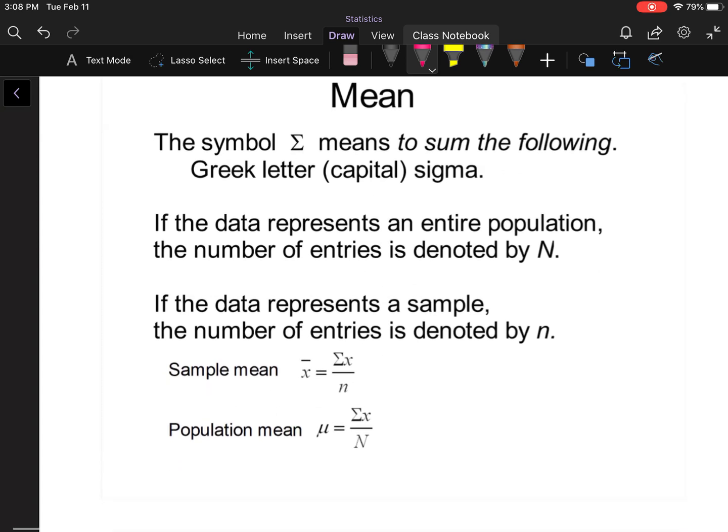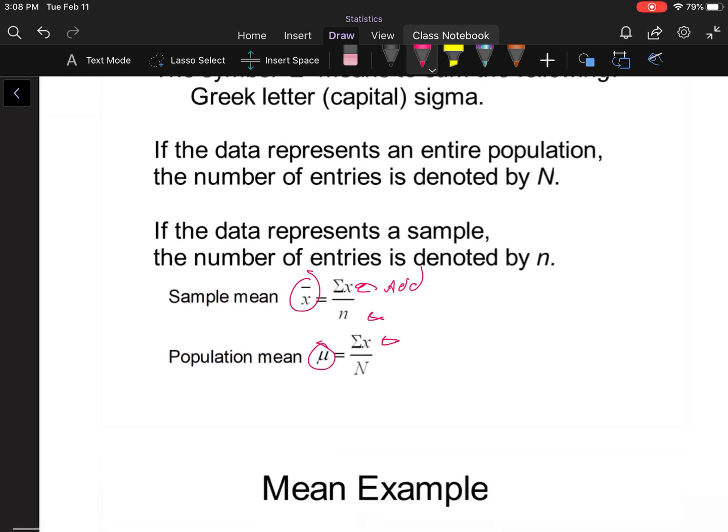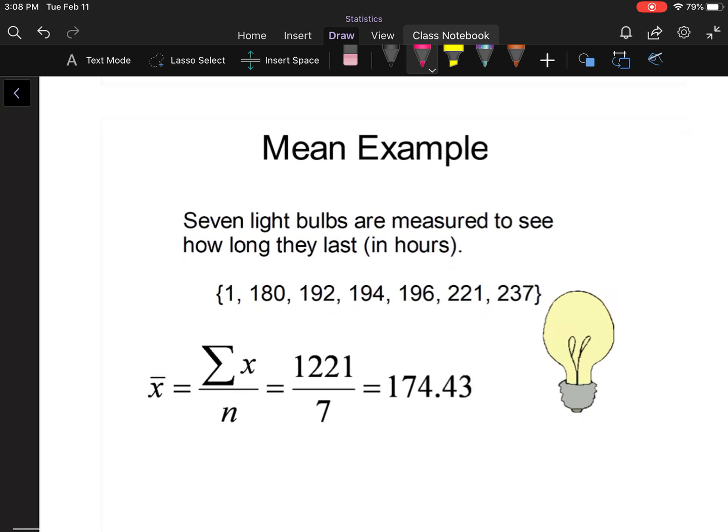You get this Greek symbol. It's a capital E looking thing. It's called sigma. It is a summation thing, so you're going to add the numbers up. With population data, you'll see a capital N. With sample data, you'll get a lowercase n. But basically, your sample mean, so for X bar, it's add up all the data and divide by how many there are. Population mean, add up all the data, divide by how many there are. Okay, it's all kind of about notation.